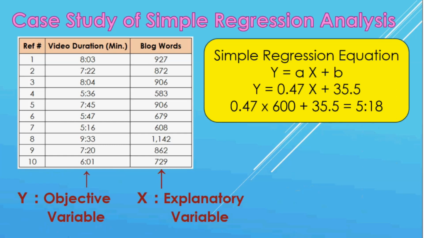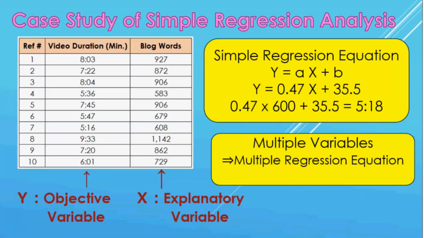In this example, since there is only one explanatory variable, it's simple regression analysis. When there are 2 or more explanatory variables, we'll use multiple regression analysis. The multiple regression equation looks something like this.